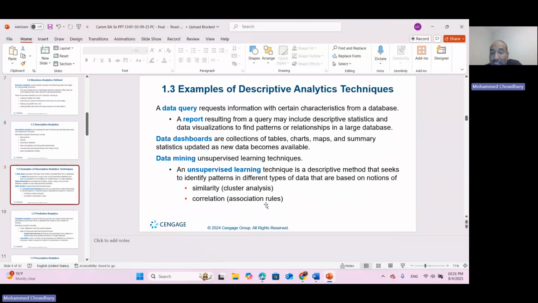Another one is correlation, whether one variable is correlated with the other. That could also be done by the association rules. So these are a few unsupervised learning.